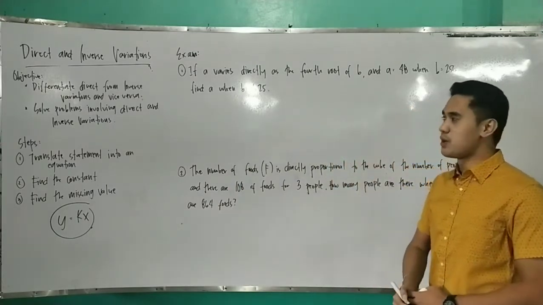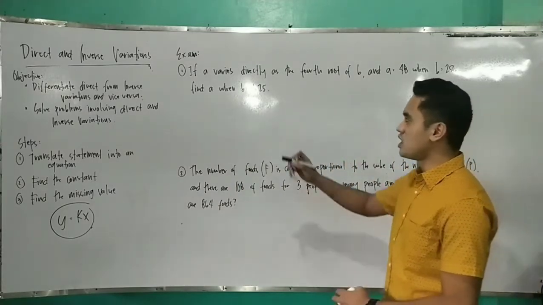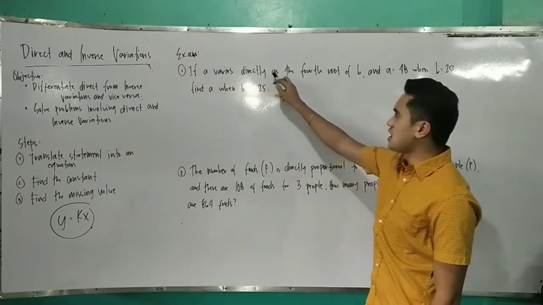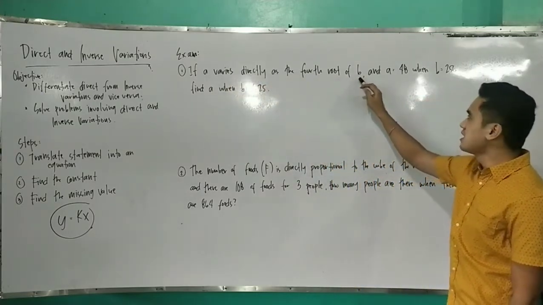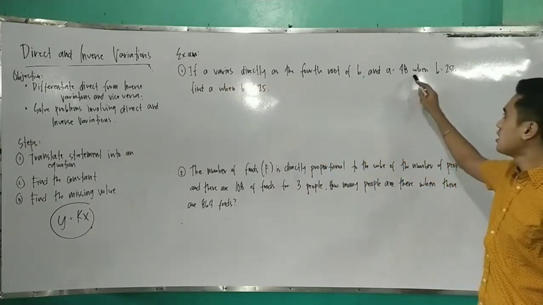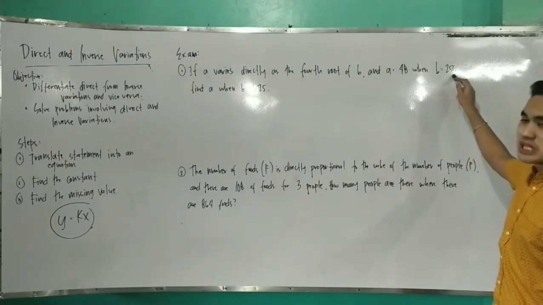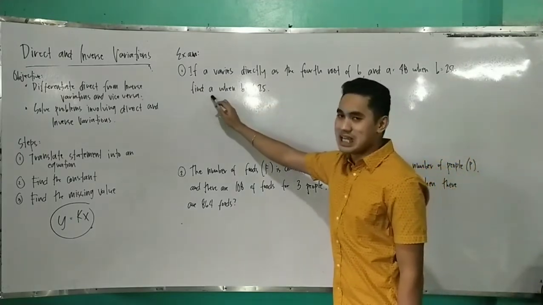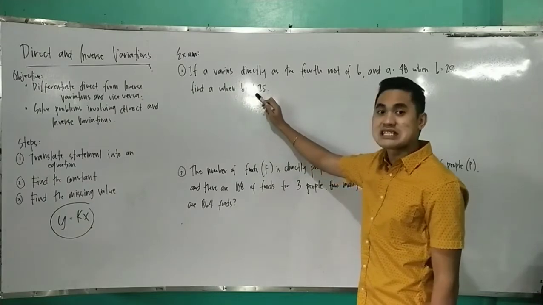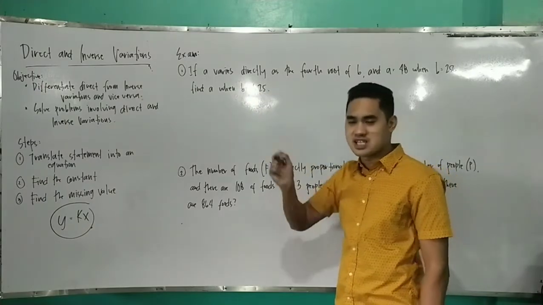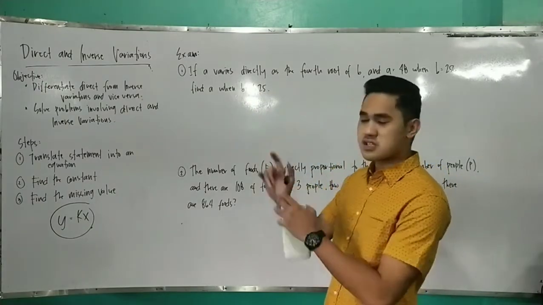So ngayon, try natin yung example number 1. So the first example, if a varies directly as the fourth root of b and a is equal to 48 when b is equal to 256, then find a when b is equal to 625. So 625 ba na? 625. Okay. So first step tayo.